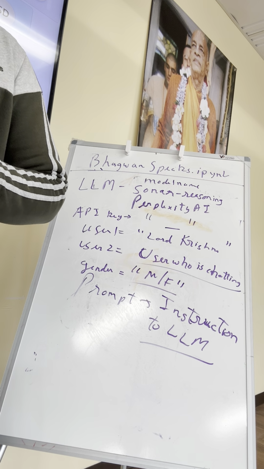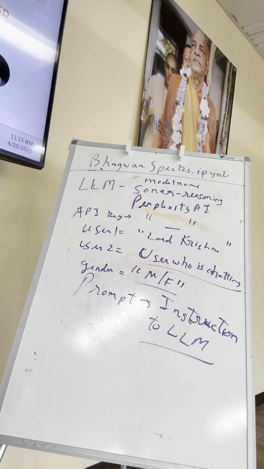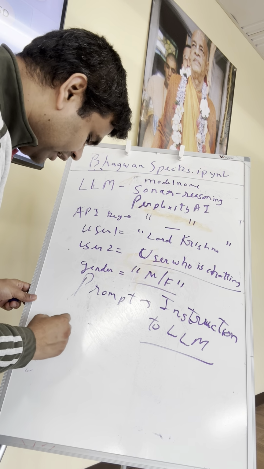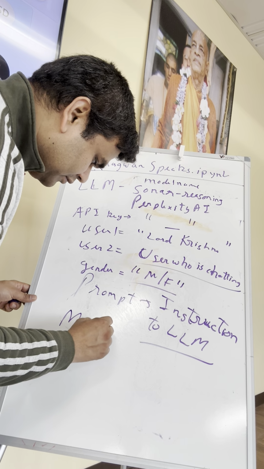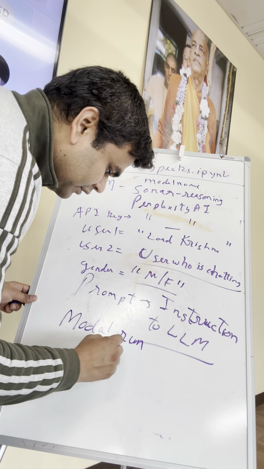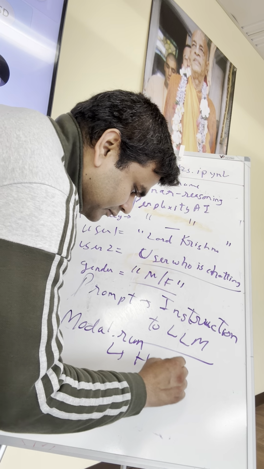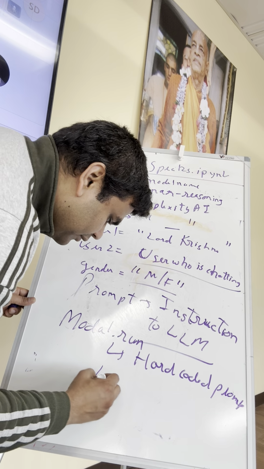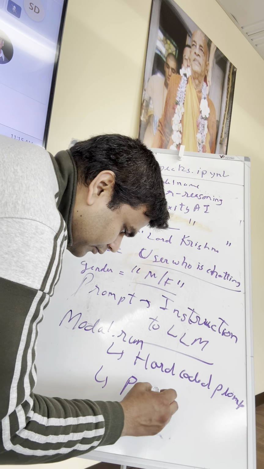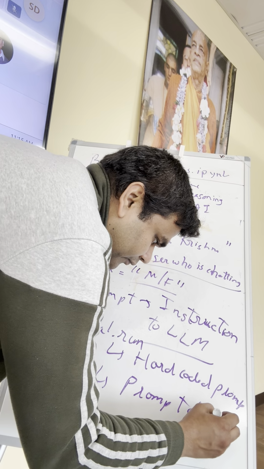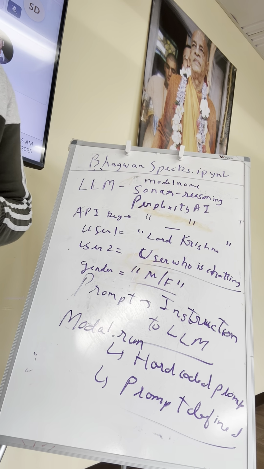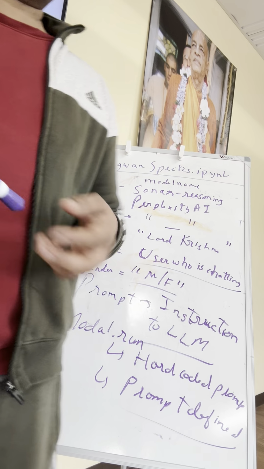So I think this is what I wanted to cover for today's class. I'll just explain the prompt part once again. If you look at the first URL, which is hosted on model.run, the prompt is hard coded. You can't change the prompt. In the second URL, the prompt can be defined. So you can play with the prompt and add more instructions to it. These models are supposed to follow instructions, otherwise they are no good.